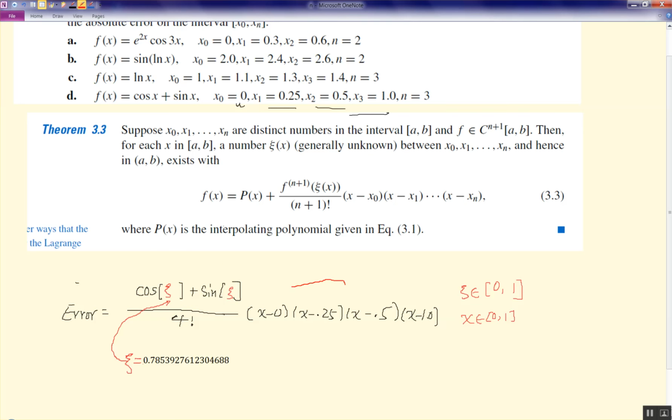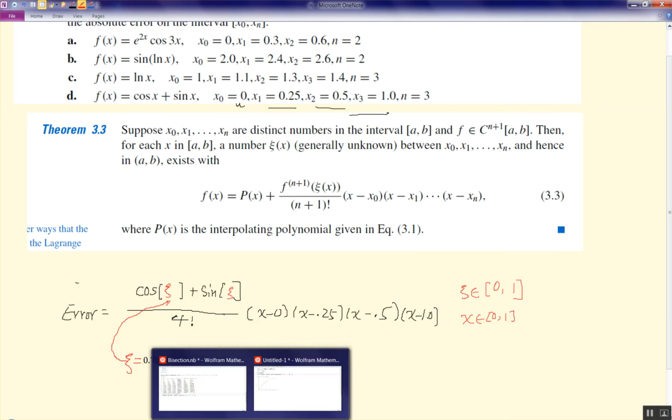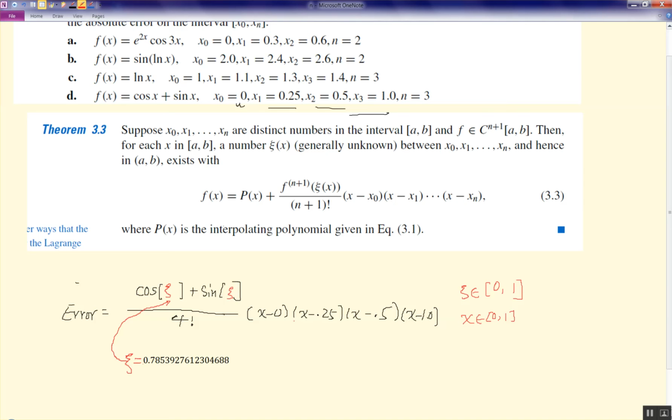And now I need to bound this guy. So again, how do I bound this guy? Let's call this my g of x. I need to find g prime of x, set it to 0 and find the critical points, and then I will select the maximum from those critical points and the endpoints. So this is the procedure I would like to do.